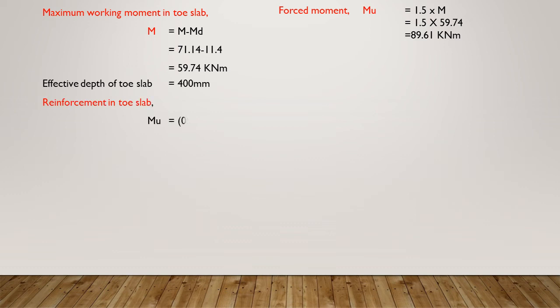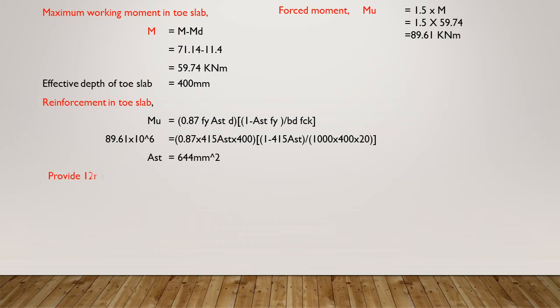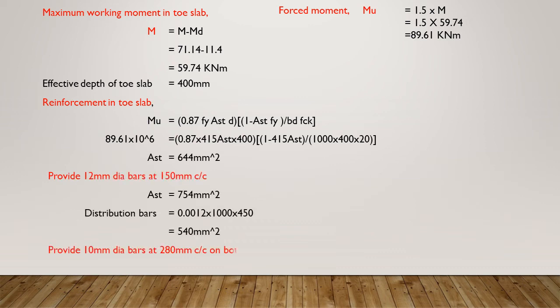So the effective depth of toe slab is equal to 400 mm. Then reinforcement in toe slab. This formula is taken from IS 456 2000, page number 96. M is equal to 0.87 fy Ast d, bracket 1 minus Ast fy divided by b d fck. So moment is equal to 89.61 into 10 power 6. 0.87 is constant, and fy is equal to 415, given in our question. Ast is the unknown, because in this step we need to find the Ast value. Then d is equal to 400 mm.